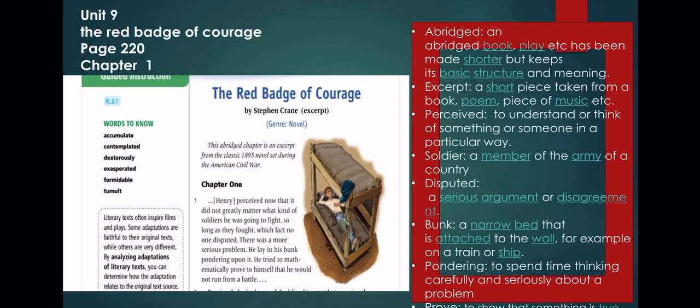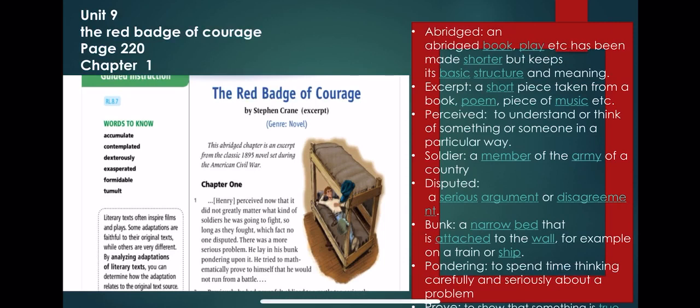Henry. So we have character 1, which is Henry. Henry perceived now that it did not greatly matter what kind of soldiers he was going to fight, so long as they fought, which fact no one disputed. There was a more serious problem. He lay in his bunk, pondering upon it. He tries to mathematically prove to himself that he would not run from battle.